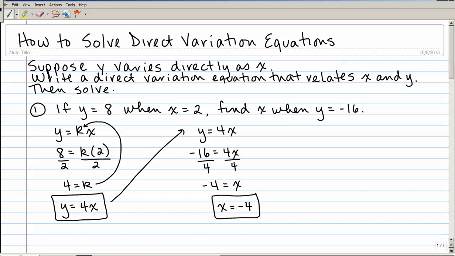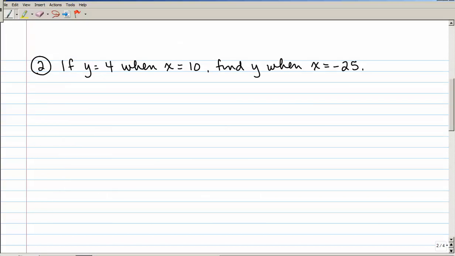Let's take a look at another example. If y equals 4 when x equals 10, find y when x equals negative 25. So let's write our direct variation equation, y equals kx, and now let's plug in the first part of our statement there. So y is 4. I don't know what k is, but I know that x is 10. Now let's divide both sides by 10 to solve for k.